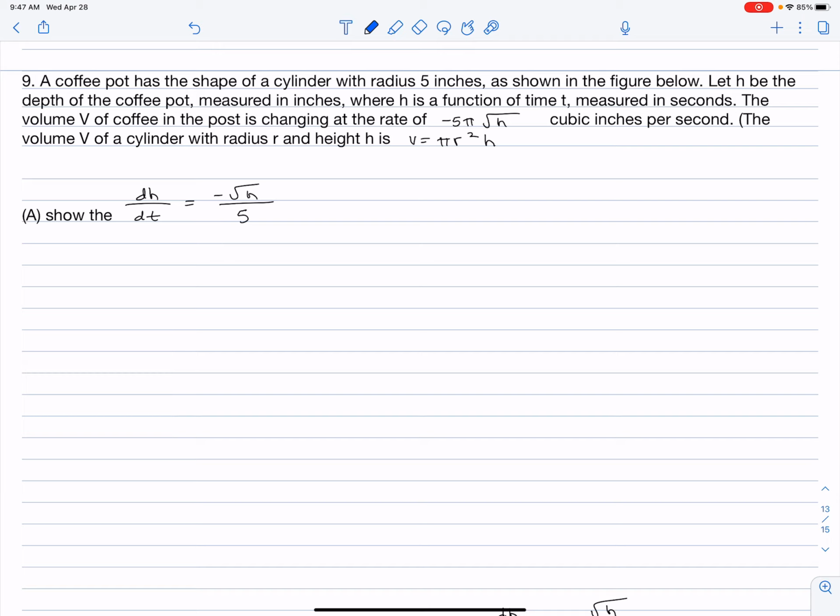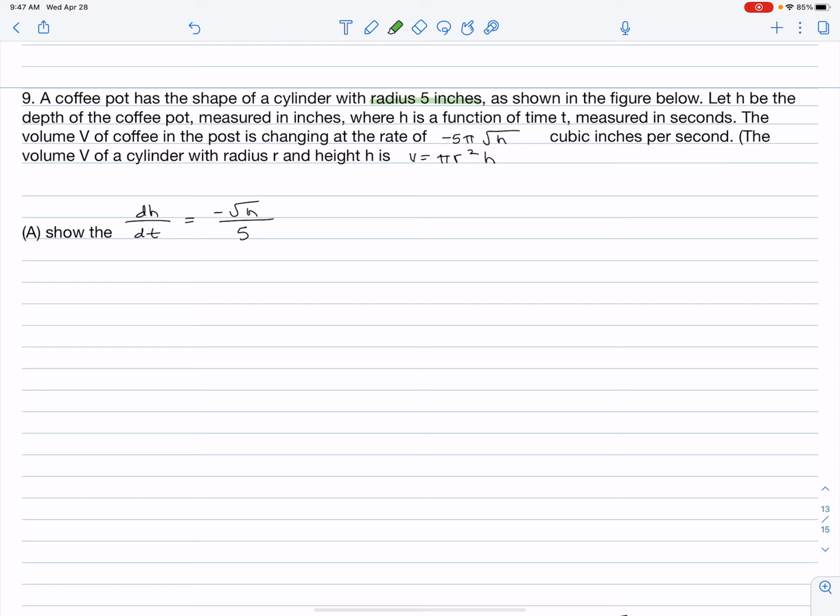We've got a coffee pot that has the shape of a cylinder, and its radius is 5 inches. The depth of the coffee pot, measured in inches, is a function of time. That makes sense, right? The depth would depend on time, measured in seconds. And the volume is changing at a rate of this. That's the rate of change of the volume. Then they tell us the formula for a cylinder. The first thing we're supposed to do is show that dH/dt equals that.